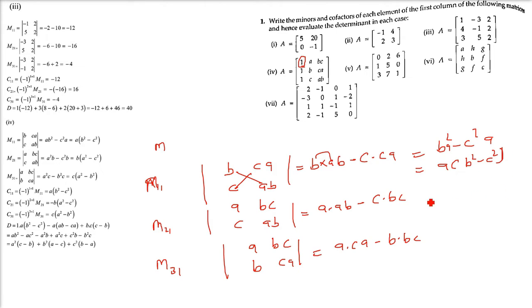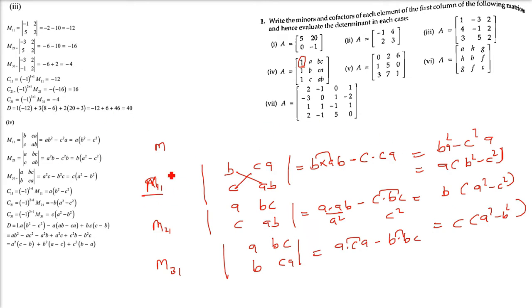Then in this case you can take b common. It will be a squared minus c squared. Then we have this c outside. You get a squared minus b squared. Okay, now these are the minors.